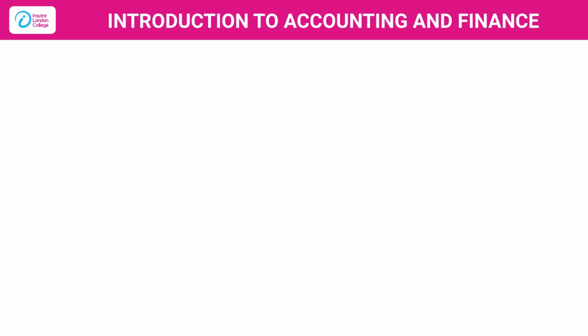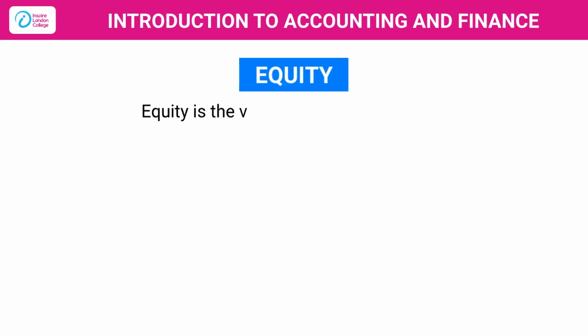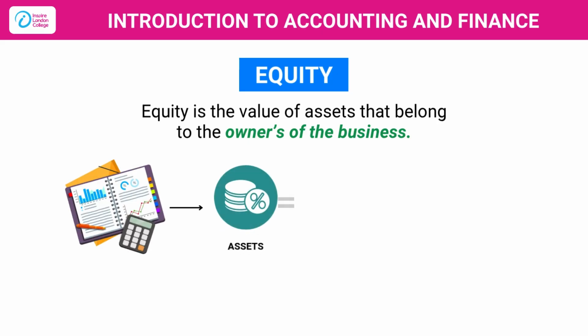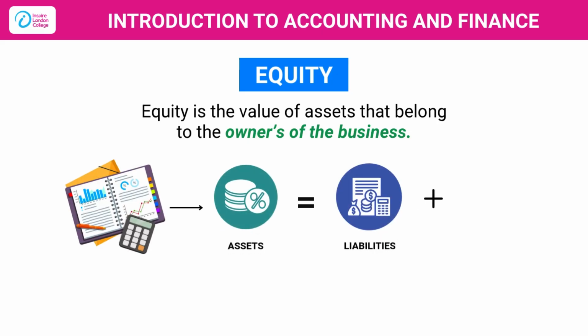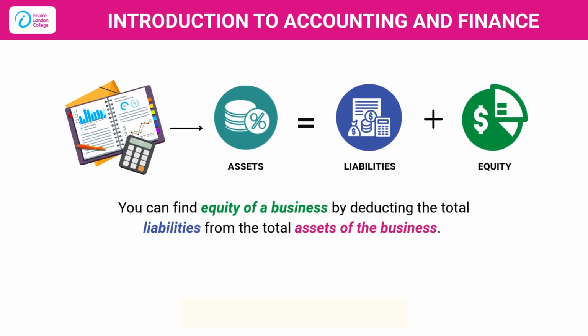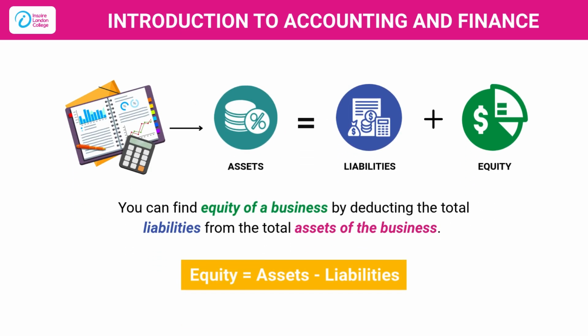The next key element is equity. Equity is the value of assets that belong to the owners of the business. The accounting equation states that assets are equal to liabilities plus equity. You can find the equity of a business by deducting the total liabilities from the total assets of the business. Equity equals assets minus liabilities.